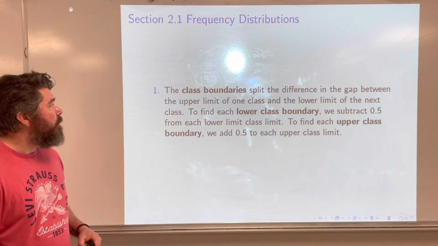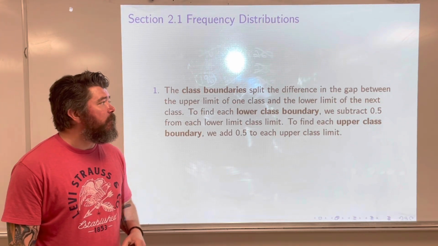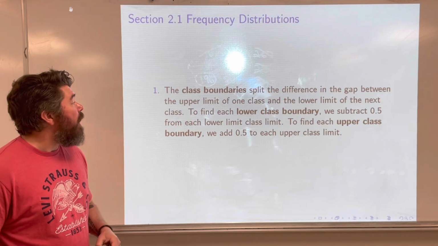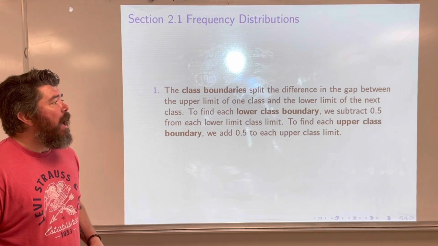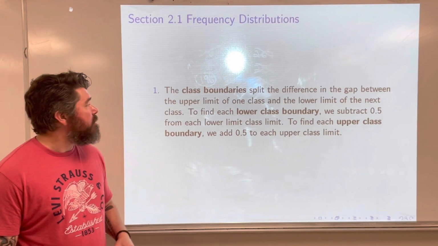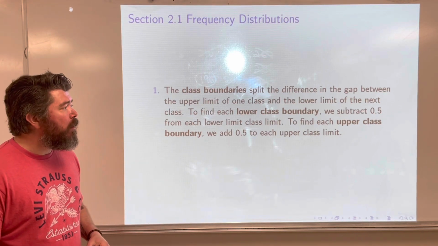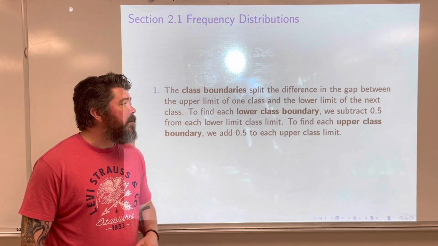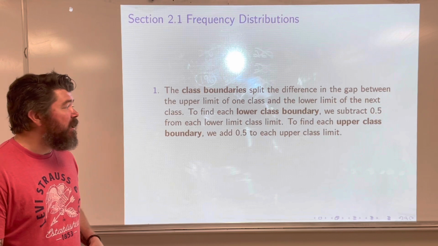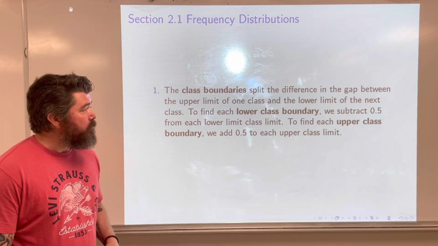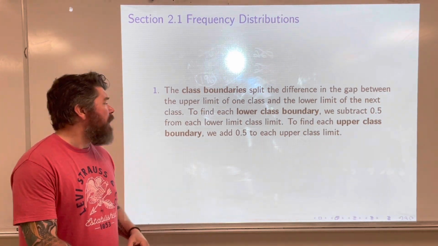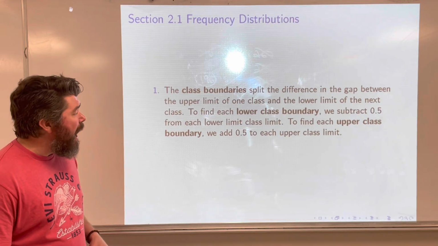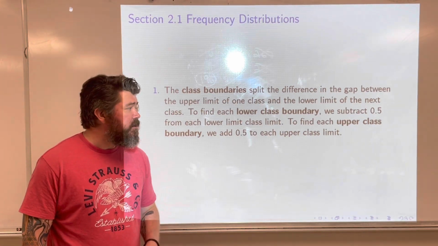The first, the class boundaries, split the difference in the gap between the upper limit of one class and the lower limit of the next class. To find each lower class boundary, we simply subtract 0.5 from each lower limit. To find each upper class boundary, we simply add 0.5 to each upper class limit.